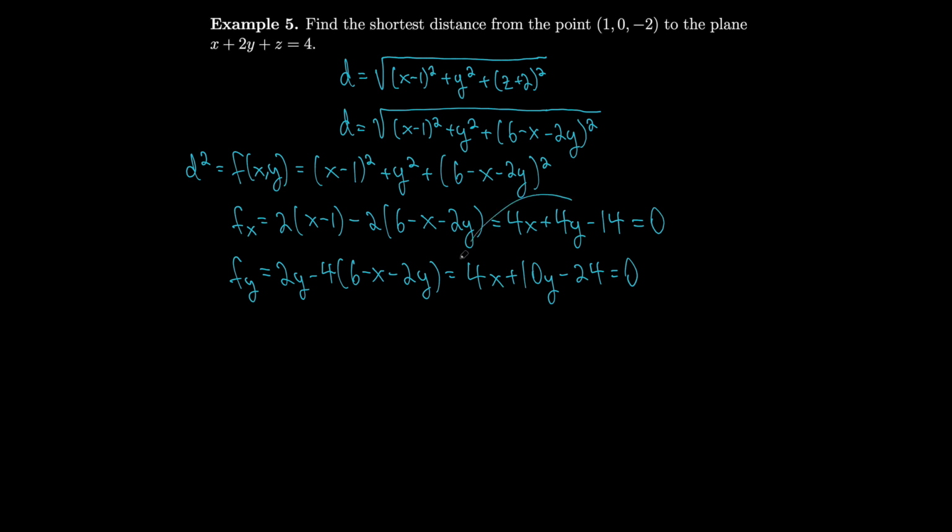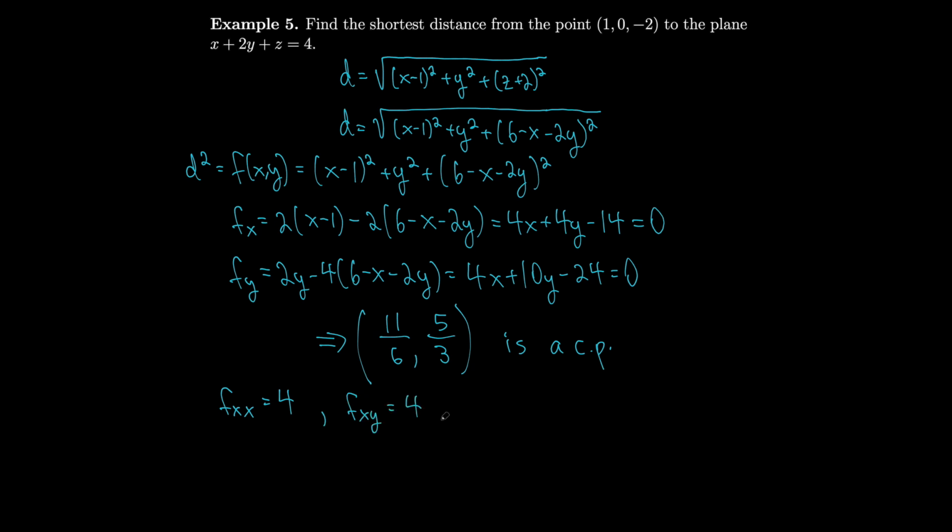So solving this over here isn't too bad. You should get pretty quickly that x is 11 over 6 and that y is 5/3. So that's our critical point. So let's look at the second partials to see what that is. So second partial with respect to x is 4. Our mixed partial is also 4. And our second with respect to y is 10.